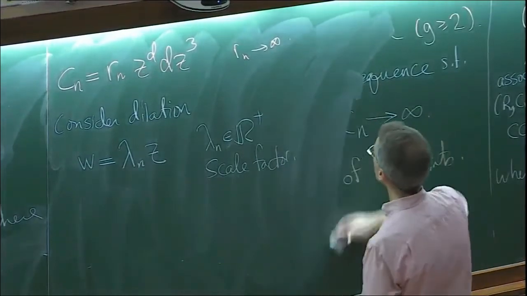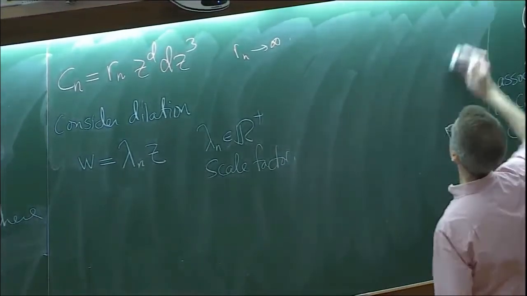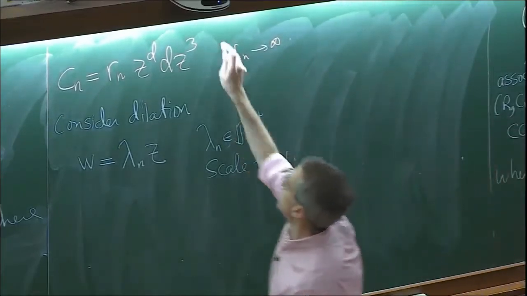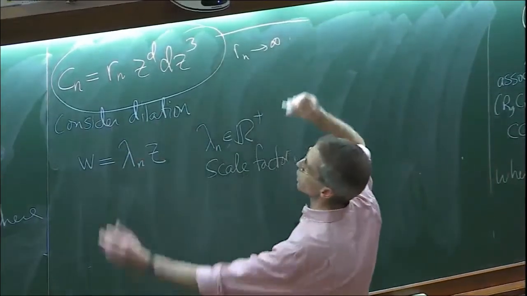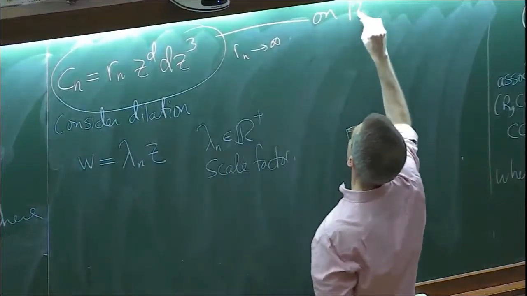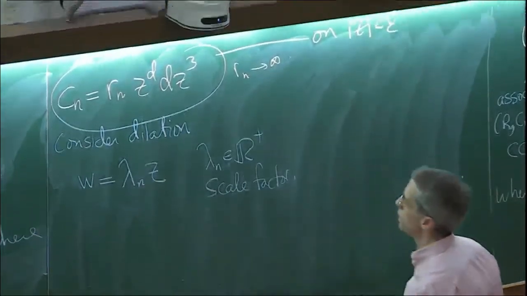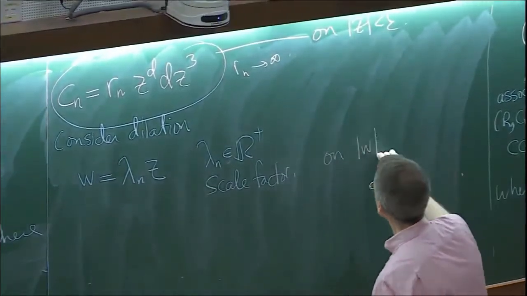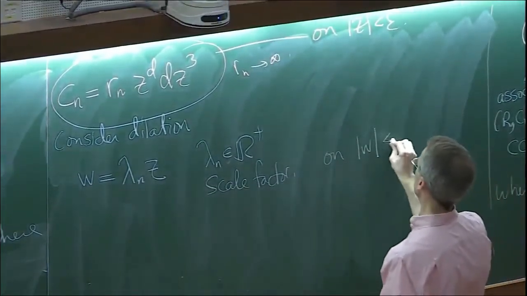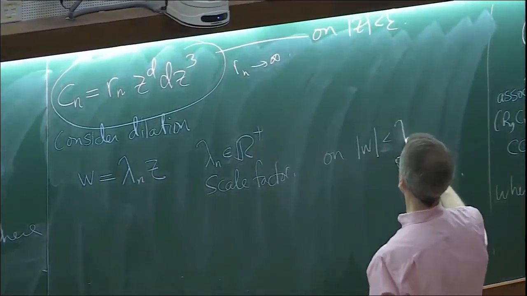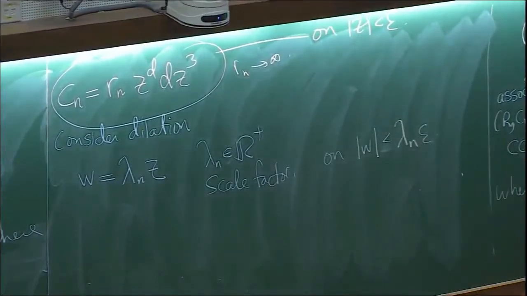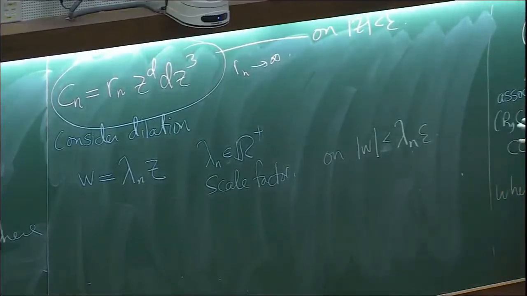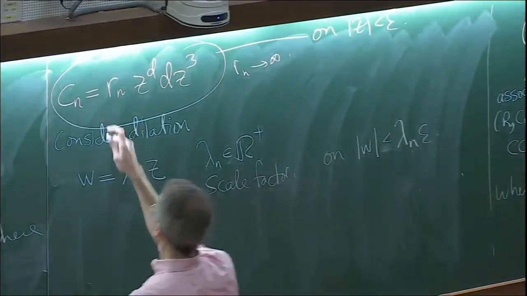Let's consider, what does Cn look like when written in the W plane, when written with respect to coordinate W? Notice that the first expression in terms of Z holds on the little disk, whereas this next expression is going to hold on absolute W less than or equal to lambda n times epsilon. So if lambda n is very large, this is going to be an expression for Cn on a very large disk. So let's just write it.